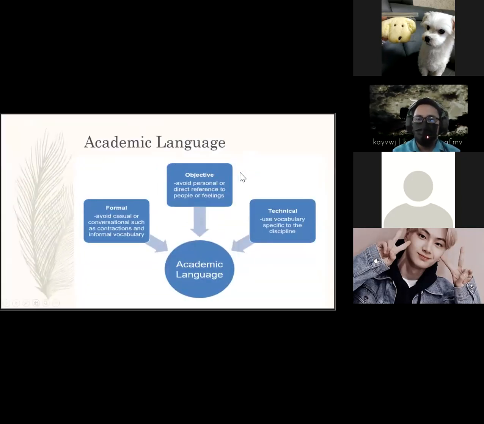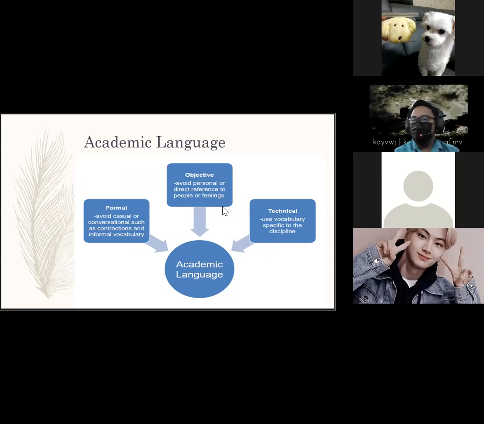Okay, just like academic writing, okay? So like academic text, the last time that we had discussed, academic language also must be formal, objective as well as technical. Okay? So academic language must be formal. Okay, just like what I mentioned, avoid casual or conversational language such as contractions given earlier, and informal vocabulary. Okay, so that's why it becomes formal. Academic language is objective, not a subjective one. Why? Because we should avoid personal or direct reference to people or feelings. Okay, so we set aside the feelings and we are not directing people.